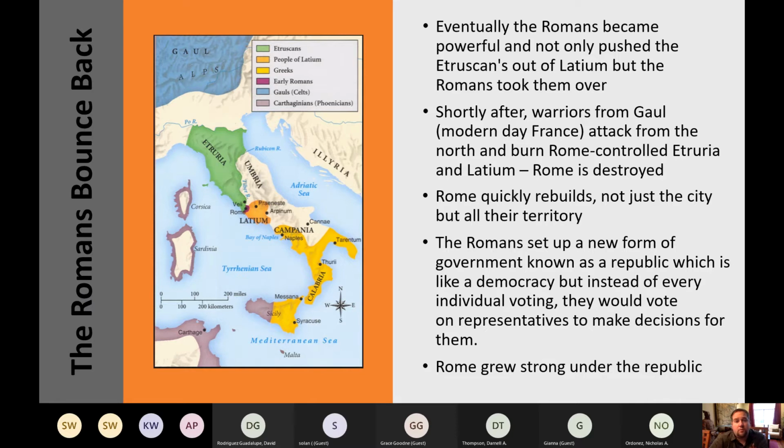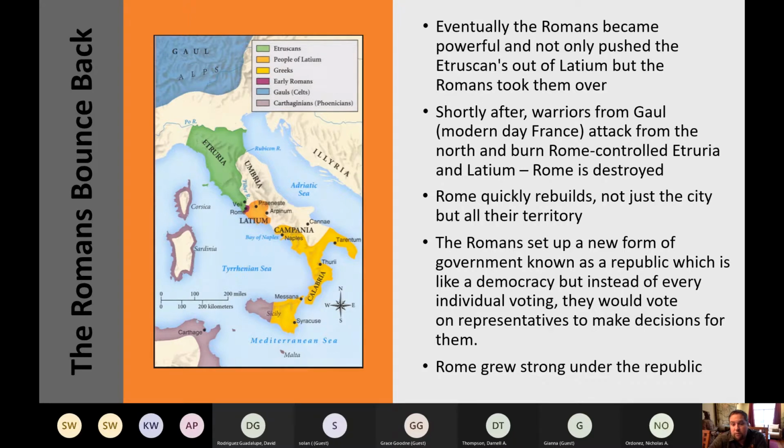So eventually the Romans become powerful enough to push the Etruscans out of Latium, where they initially came in and settled. So shortly after that, though, warriors from Gaul, which is modern-day France, attacked the north and burned Rome, and really Rome is destroyed. So quickly Rome rebuilds, and not just the city, but they rebuild all of its territory too. So Etruria and Latium are both rebuilt, and it's under Roman control.